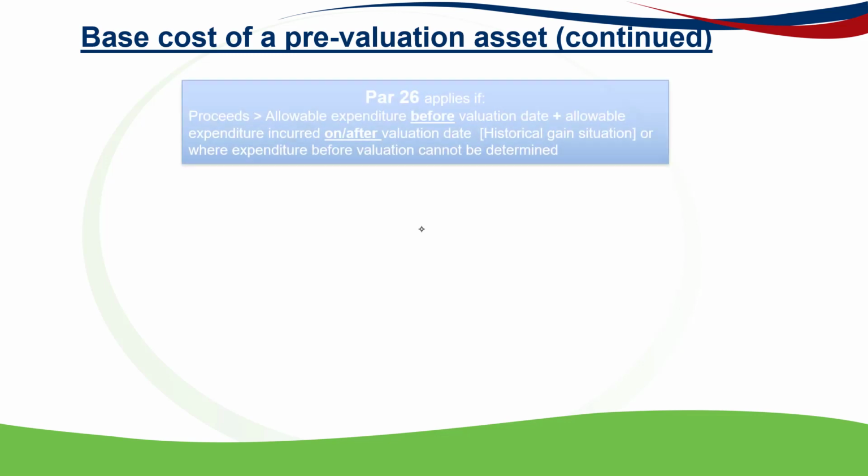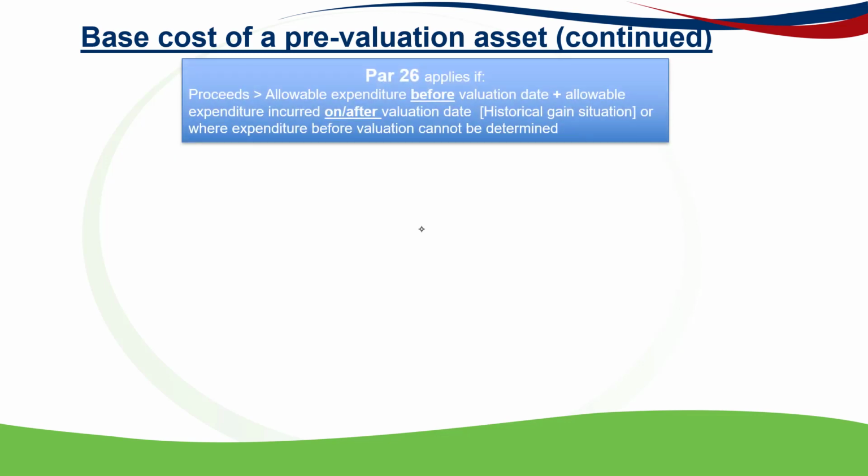Paragraph 26 of the 8th schedule applies where the proceeds on disposal of a pre-valuation date asset exceed the sum of allowable expenditure incurred before valuation, as well as allowable expenditure incurred on or after valuation date. So paragraph 26 would apply where the proceeds of a pre-valuation date asset exceed the sum of allowable expenditure incurred before and after the valuation date.